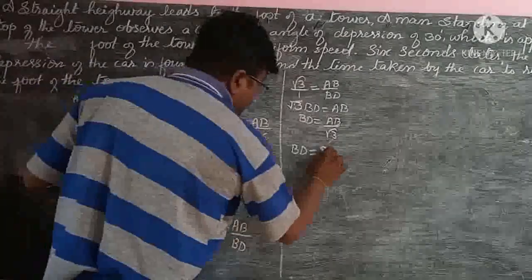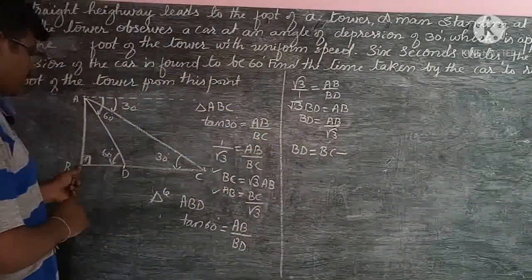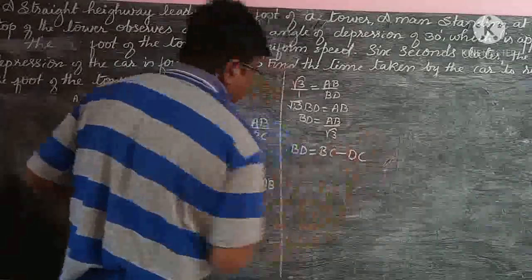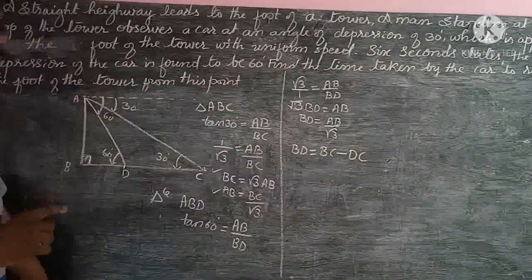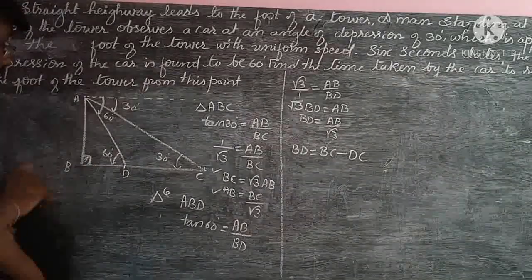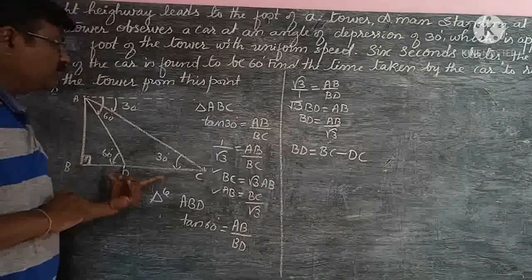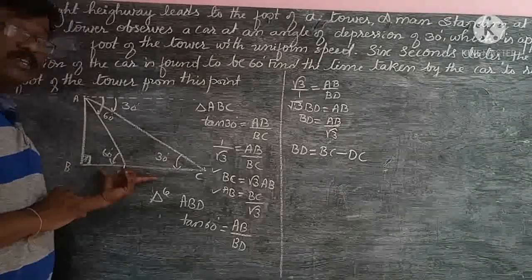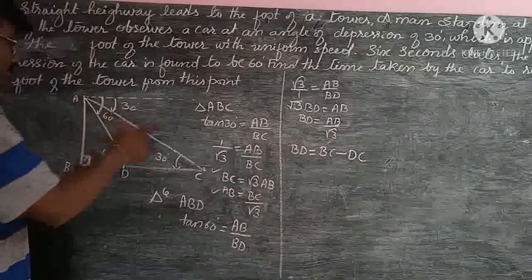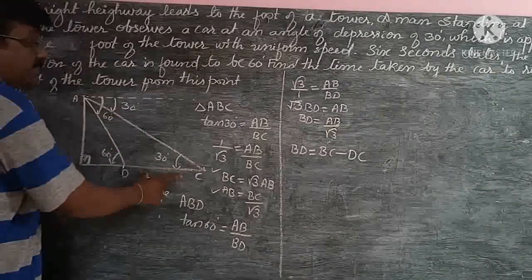From the total BC, you subtract DC. Clear? BD, the time it will take to reach the foot of the tower, can be written as the total time minus DC. How much is the total time here? The total time is BC, that is C to B, the time from C to the foot of the tower. Already DC is given.